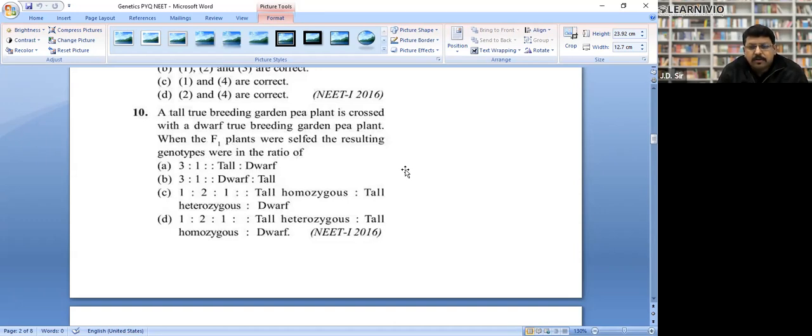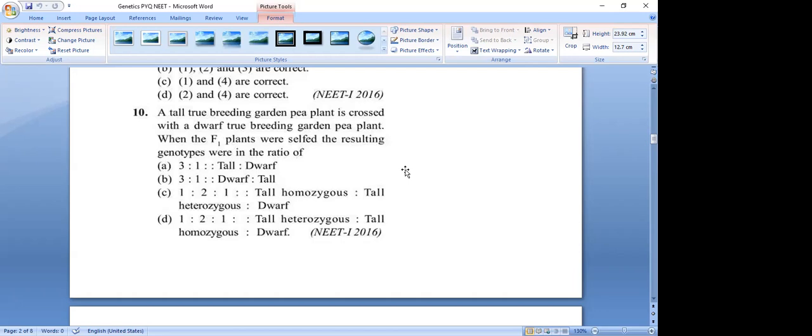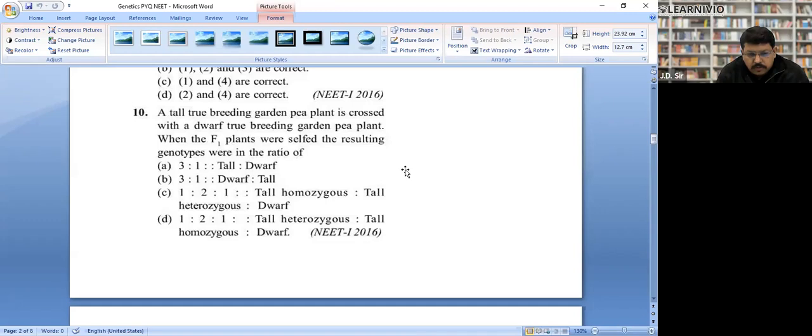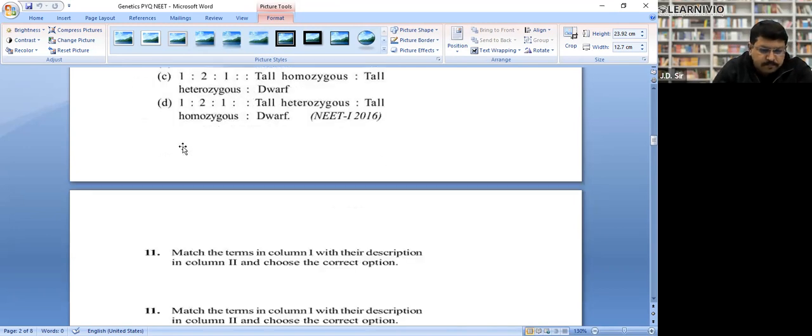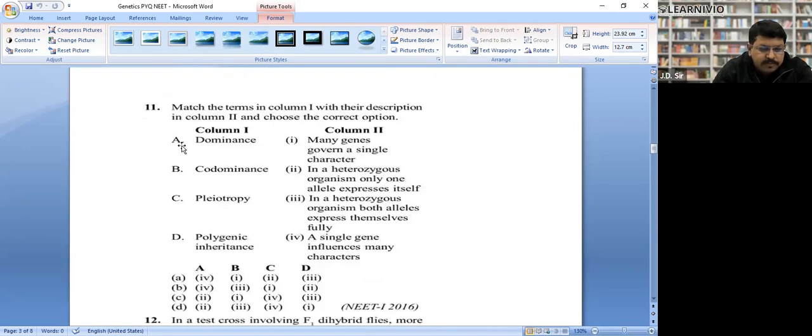Monohybrid cross, F2 ratio. Yes, sir. I'm giving you a hint. So, yeah, I think it's C. It's tall homozygous, tall heterozygous, dwarf. Very good, right? 1:2:1. That is C. Very good, excellent. I am impressed. You have studied well.